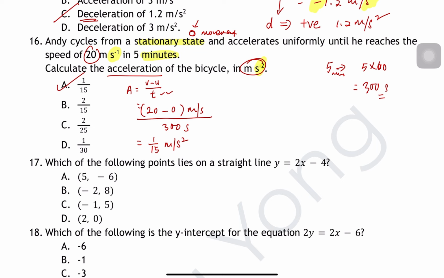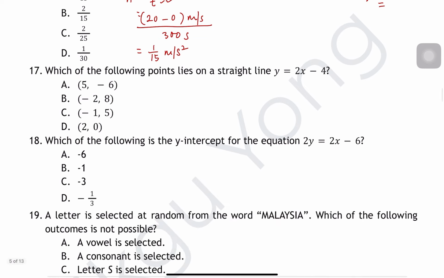Right? 17. Which of the following points lies on a straight line y equals to 2x minus 4? So this is a linear equation related solution. Whenever you see the words lies on a straight line, it means you can just put in your x and y value into your equation and see whether your left and right hand side is balanced or not balanced.